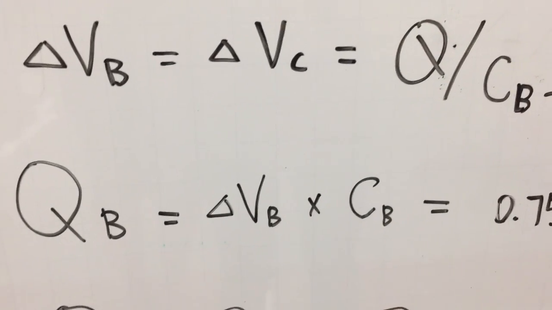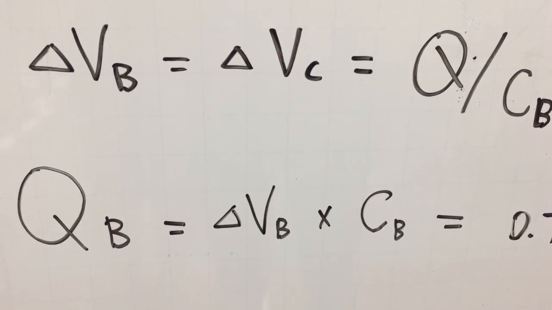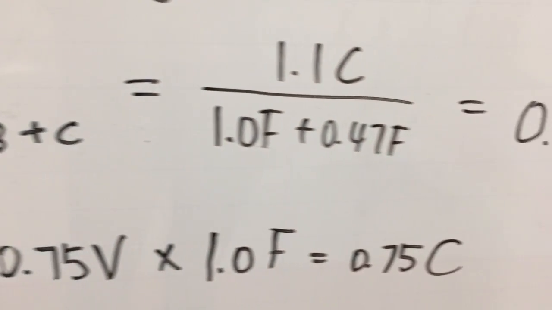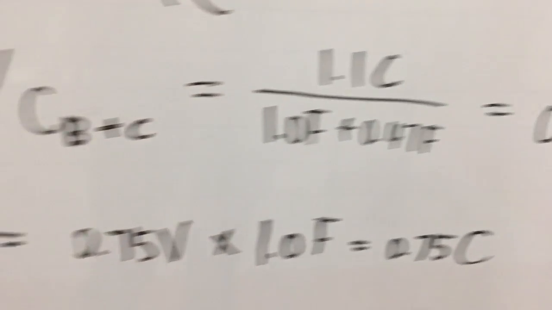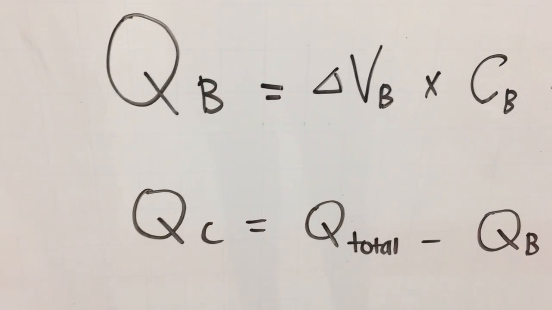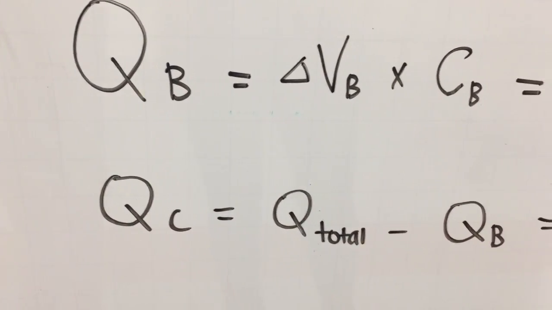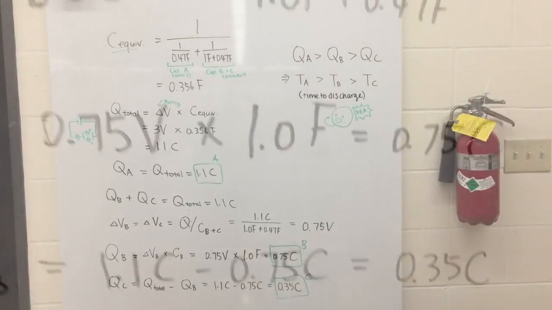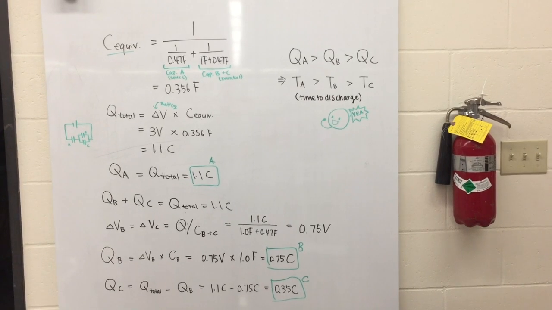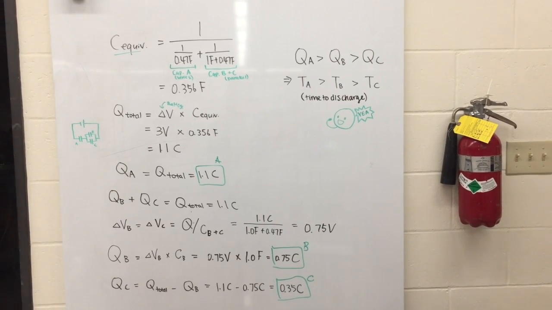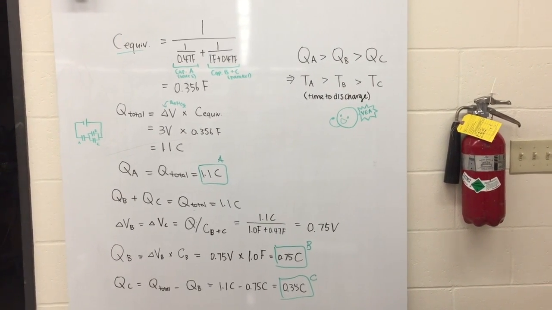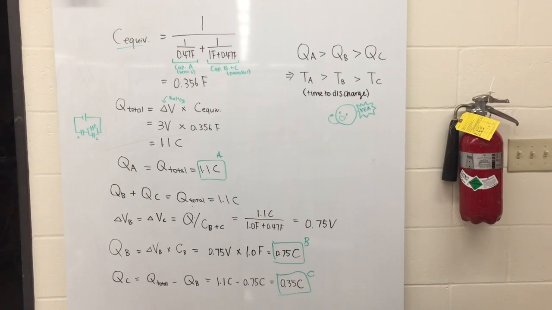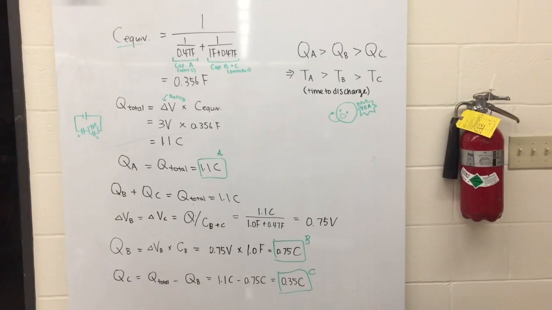Now, knowing the potential difference for B and the capacitance of B, we can calculate the amount of charge on B, which is 0.75 coulombs. Similarly, we can calculate the amount of charge on C, which is 0.35 coulombs. Based on our calculation, the amount of charge on capacitor A is the largest, followed by B, and the amount of charge on capacitor C is the smallest. So we predict that A takes the longest to discharge and C takes the shortest.